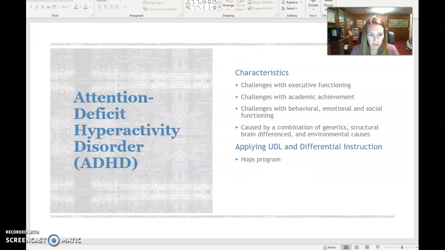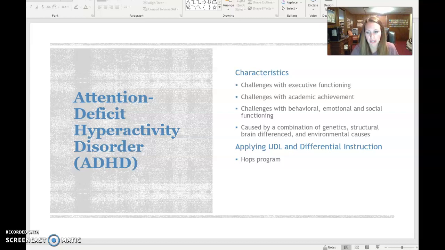ADHD, or Attention Deficit Hyperactivity Disorder. Some characteristics: challenges with executive functioning, which is working memory, goal-directed attention, persistence, inhibition, and problem solving. Challenges with academic achievement, and challenges with behavioral, emotional, and social functioning. It's caused by a combination of genetics, structural brain differences, and environmental causes.